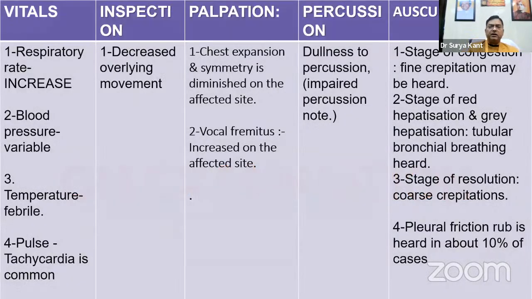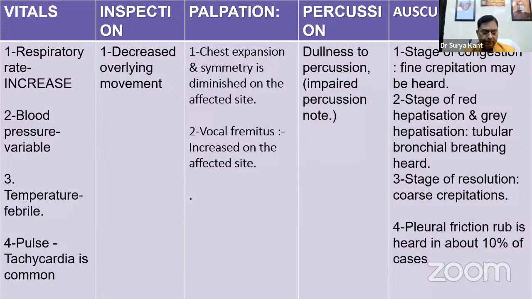Now, this is a very important slide for all my dear friends. What will you get on inspection as an MBBS final year student, MD student, DNB student, or a practitioner? What is found on palpation, on percussion, and on auscultation? Before that, what will you get on general or vital examination? On vital examination, you will find respiratory rate increased, blood pressure variable, temperature febrile, and pulse tachycardia is common.